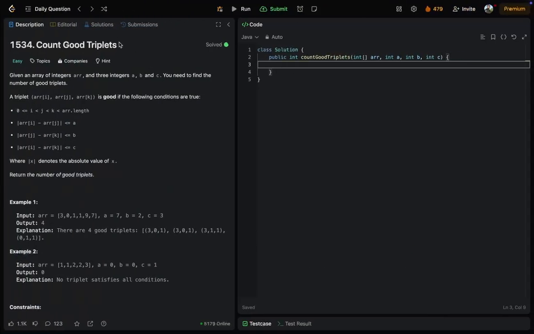Here we go. We have a question, count good triplets. We are given an array and three values a, b and c. We need to find the number of good triplets.